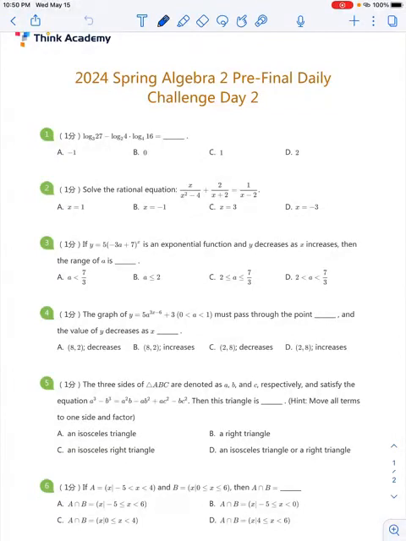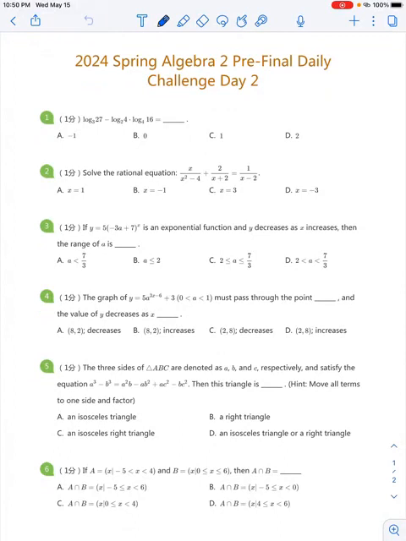Okay, welcome to day 2 of our daily practice for our Algebra 2 students. We're going to take a look at quite a few problems in this daily practice because we just want to cover as many topics you need to know for the final exam. Alright, so let's take a look at the first problem.